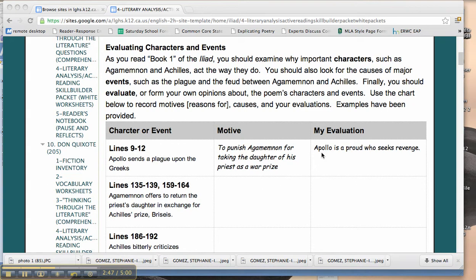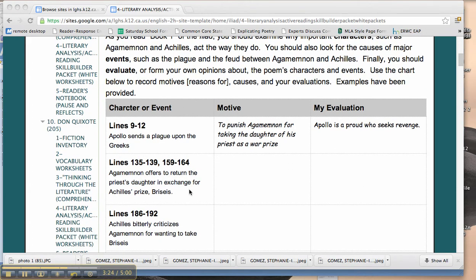So in this pretend student's example, we have Apollo is proud, and it's supposed to say here, a god who seeks revenge. You're supposed to think, well, he punishes the Greeks because Agamemnon takes the war prize, and he sends a plague. So what does it mean? It means that he's proud as a god. He has a lot of pride, and he seeks revenge because he feels like something was done to him. Someone transgressed against him. So we know that he's very vengeful. Okay, that's one judgment that we can make about that.